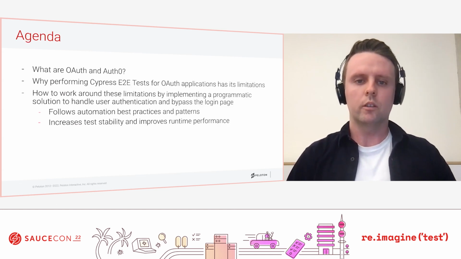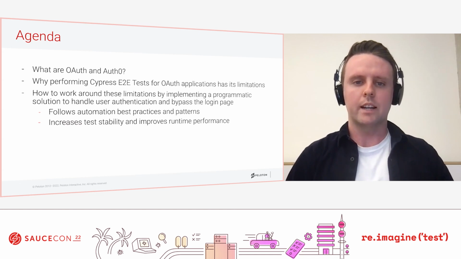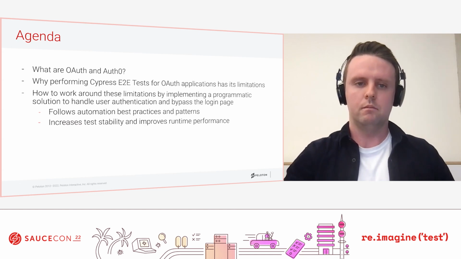First, I'd like to give a quick overview of what we are going to discuss today. We'll start off with an explanation of what OAuth and Auth0 are. This section will be important since it will provide the necessary background information for the rest of my presentation. Next, we will learn why performing Cypress end-to-end tests for OAuth applications has its limitations. And finally, we will discuss how we can work around these limitations by implementing a programmatic solution that handles user authentication and bypasses the login page. This solution ultimately follows automation best practices and patterns, and it also increases testability and improves runtime performance.